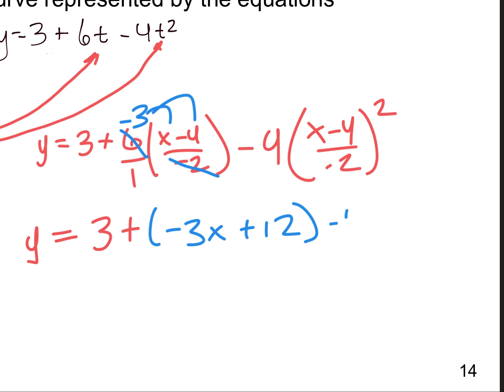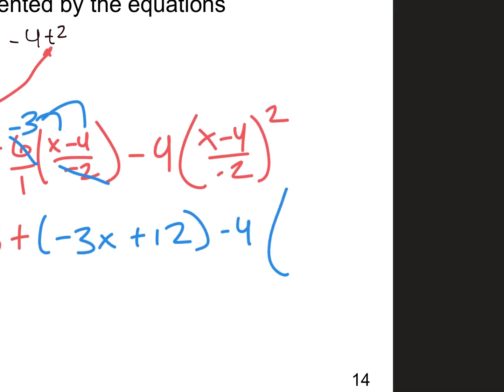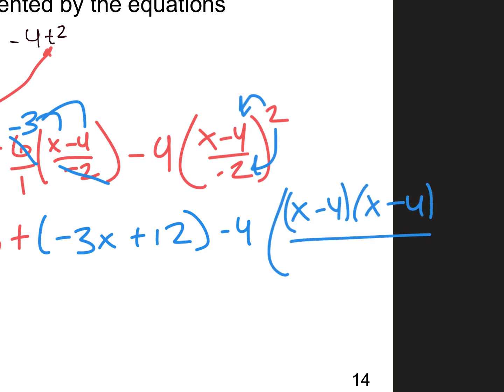Then I have minus 4. What do I have to do before I go ahead and do any simplifying or anything like that? I have to square. Okay, so think about what this looks like, guys. The square goes to the top and to the bottom. How many x minus 4s do I have? 2, so it's going to be x minus 4 times x minus 4 on the top. And then what happens on the bottom?